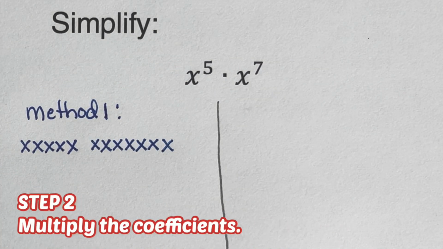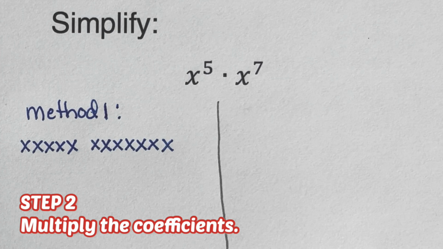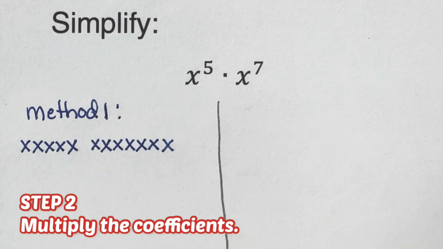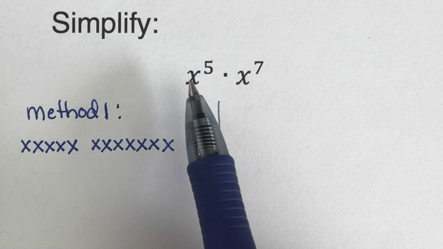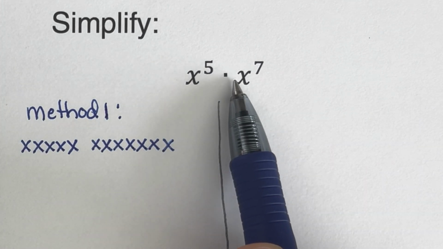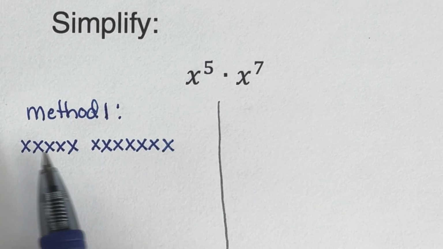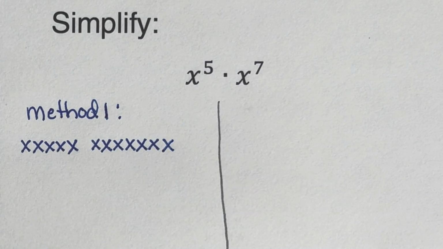The second step is to multiply the coefficient. Now remember that if there's no coefficient, that is actually an invisible 1. So there's an invisible 1 right here. When we multiply the 1, which is invisible, and the 1 here, that gives us 1, and we don't have to write the 1. And then we're ready to move on to the third step.